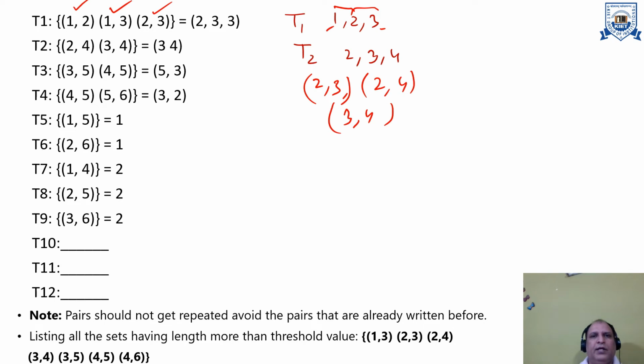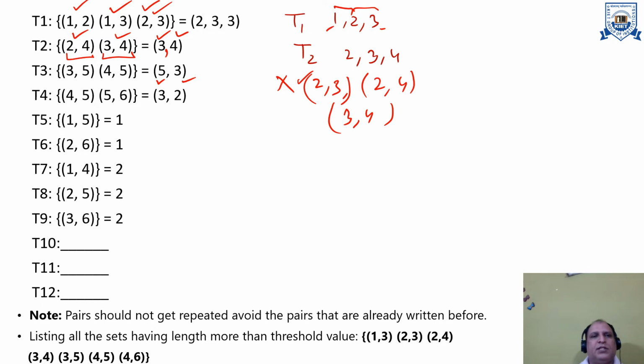So here 2 3 is already available in case of T1. So that's why we will discard this, and 2 4 is the new one, and 3 4 is also new one, so we will include. Now in this case, the occurrence of 3 4 in the transactions table is 3, and the repetition or frequency of the pair 3 4 is 4. So in this way we will make the pairs in each transaction, and we will find the frequency of those pairs.